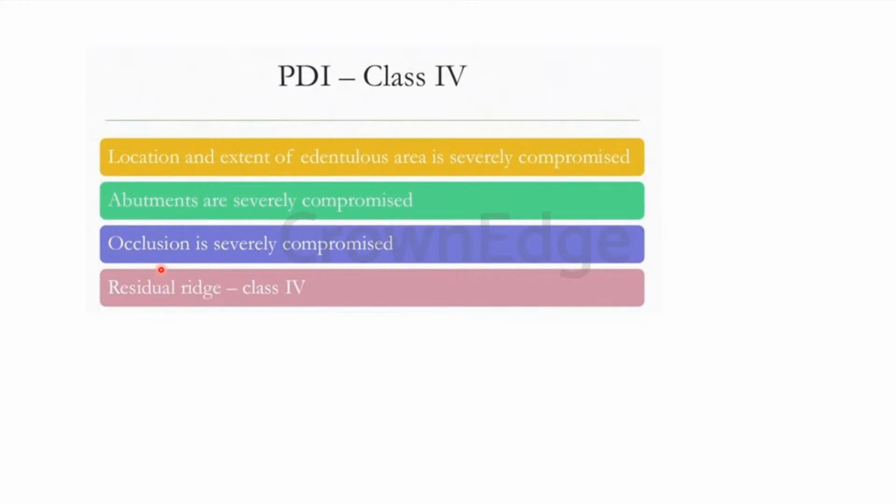The occlusion also is severely compromised, and residual ridge class 4, which means a complete loss of height as well as width, in which it becomes more like a bony spicule on the ridge area. So that has to be treated. The 4th is the worst of the lot. The best is your first one. Second is still marginal. Third is also slightly more compromised, but 4th is the worst.